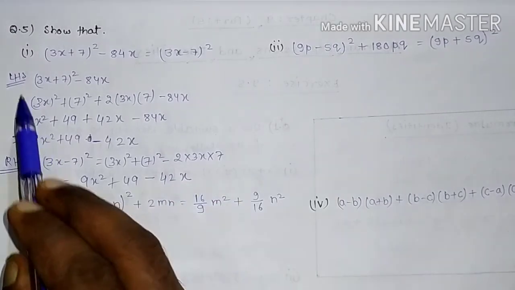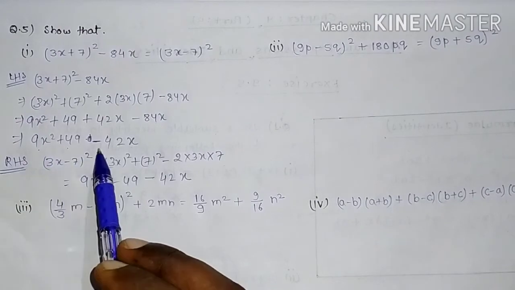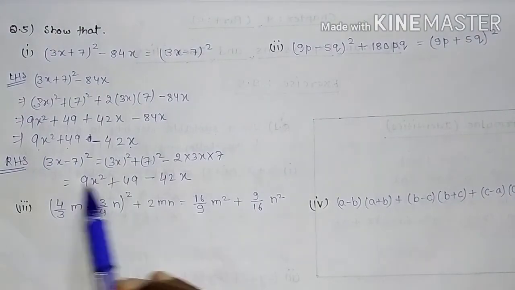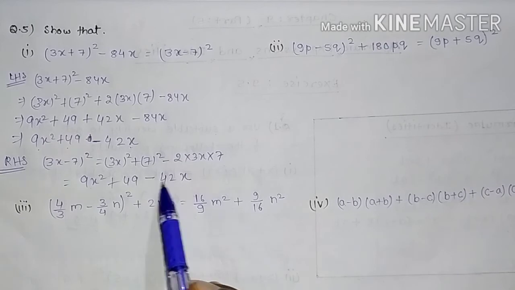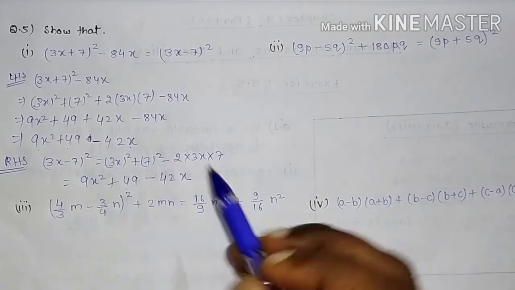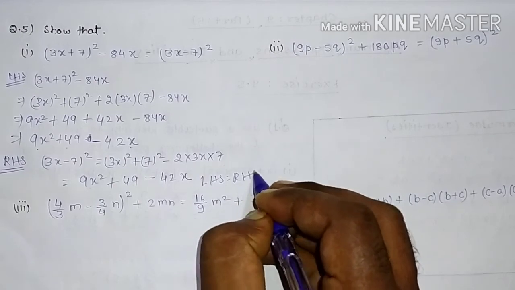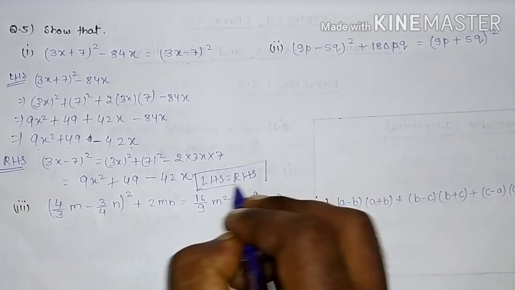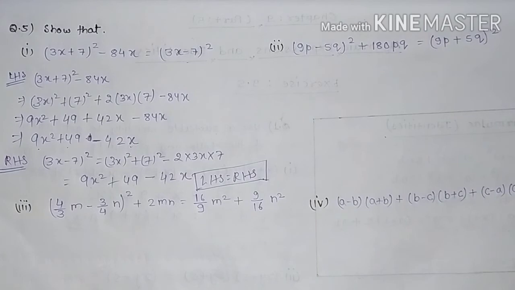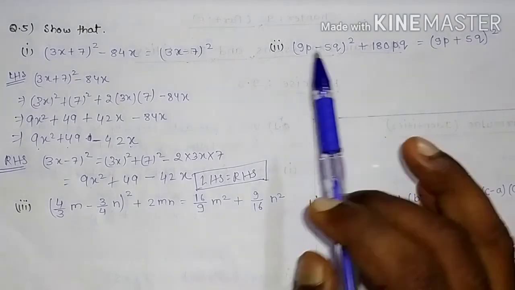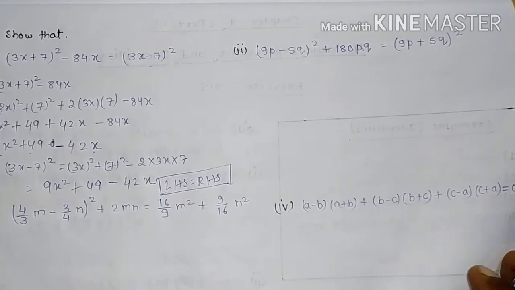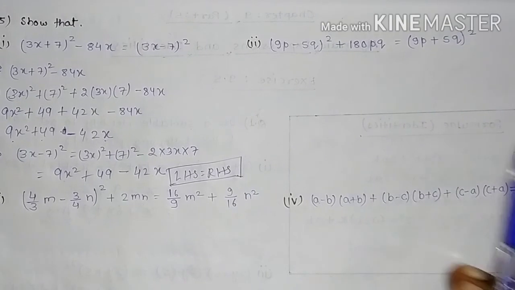So here LHS is 9x square plus 49 minus 42x, and the RHS part is equal to 9x square plus 49 minus 42x. So both are equal. So we can write LHS equals RHS. Proved. Similarly, the next question, that is question number 2. Again, we have to equate it.